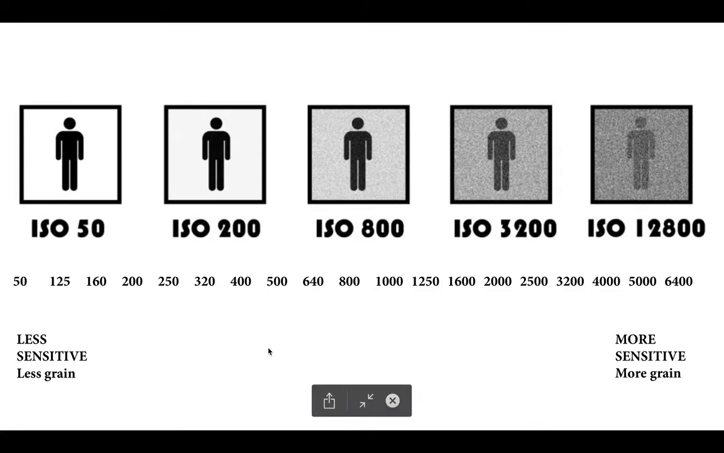But there is a catch. The higher your ISO, the more grain or digital noise you get, right? All that sensitivity to light means that you get all these grainy dots in your image. So you want to be careful not to increase your ISO too high unless absolutely necessary. And we're going to go into more detail about this later.